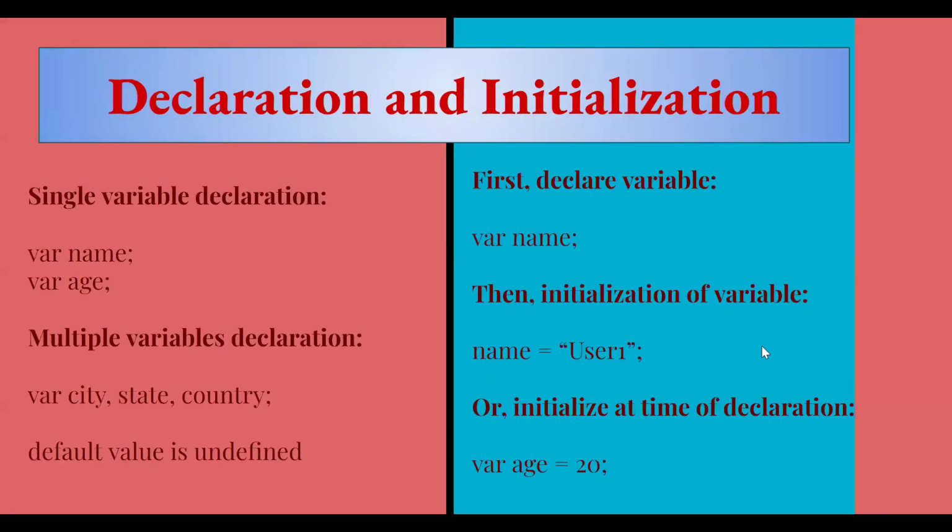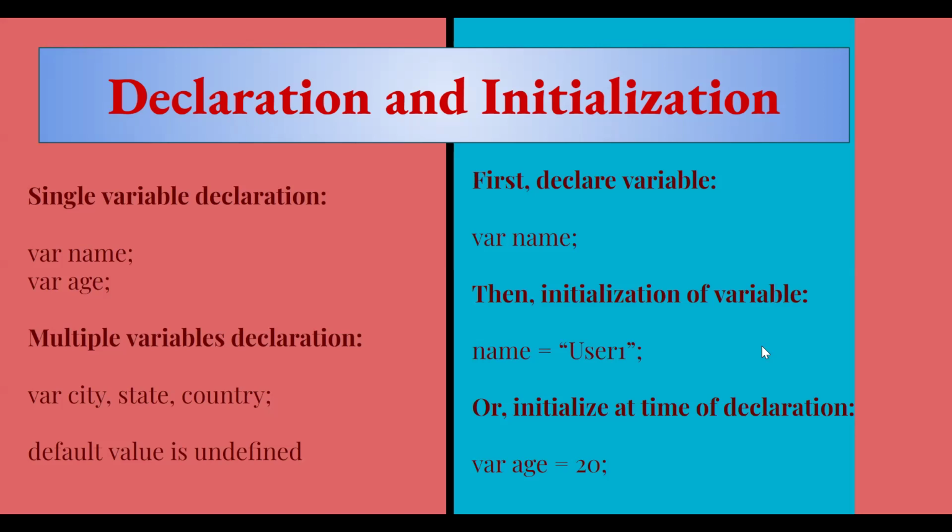Before you use a variable in a JavaScript program, you must declare it. Variables are declared with var keyword. For example, var name, var age. Multiple variables can also be declared in a single line separated by comma, like var city, comma, state, comma, country. This semicolon represents end of that statement in JavaScript program.